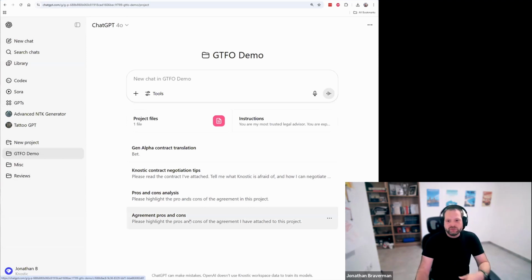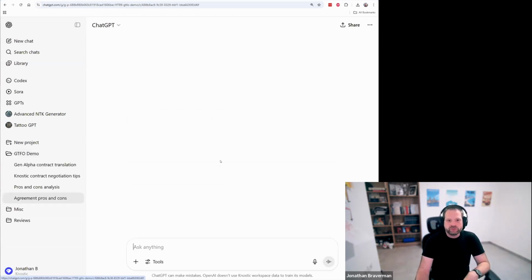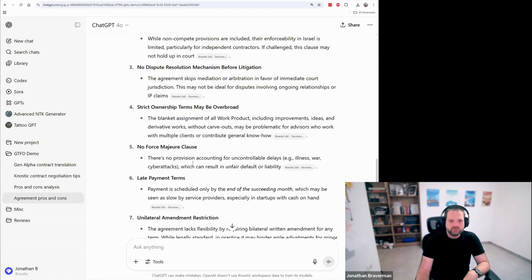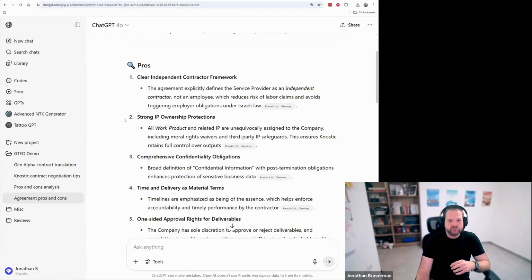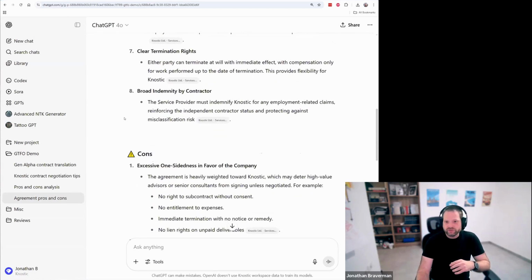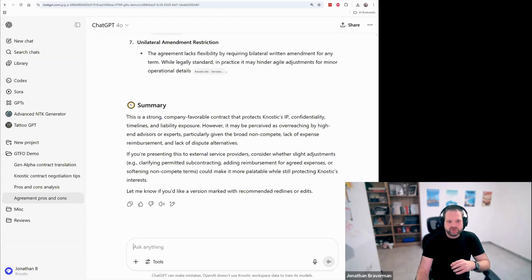And what I told it is to use the general prompt that you would expect your users to use, which is, please highlight the pros and cons of the agreement I have attached to this project. And I, as expected, received a laundry list of what are the good things, what are the bad things. You can read through this if you'd like. You get a summary, which tells you absolutely nothing.